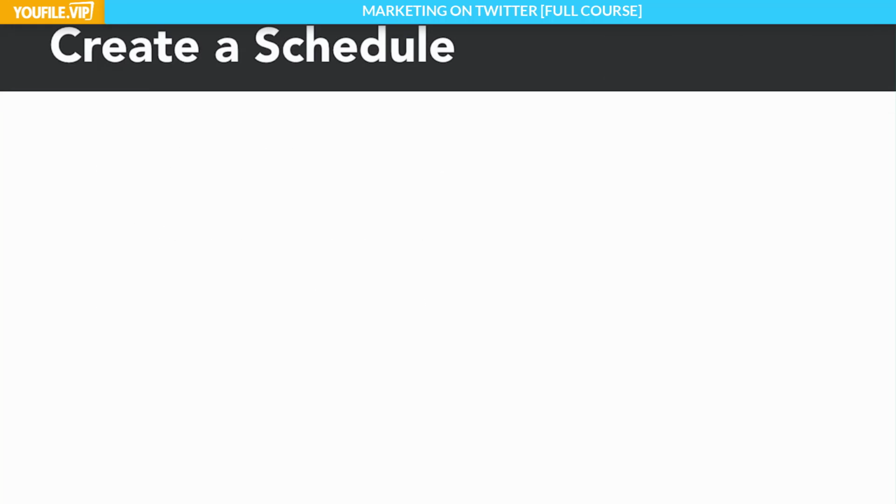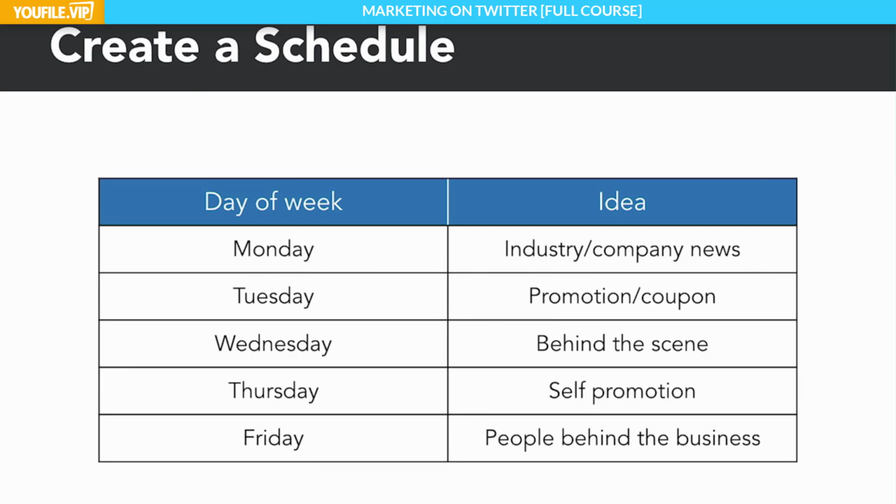Let's talk about this idea of a schedule. I want to give you an idea and get you started, even just thinking about how you might approach this as your brand. Take this and adapt as needed. Let's say we're planning a tweet once a day, Monday through Friday. I'd start by creating my content goals for each day.